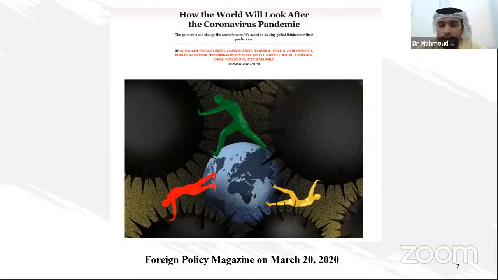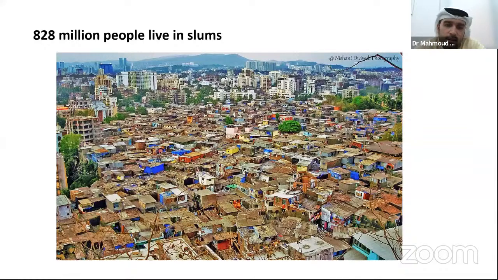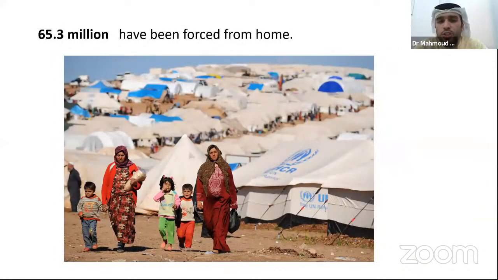So definitely COVID-19 will accelerate the adoption of sustainability. We always have to remind ourselves that we have a globe with a lot of people who are suffering. We have 836 million people living in poverty, and this is not only in Africa, but in so many other parts of the world. We have 828 million people living in slums, and the same number living in unaffordable housing. So there are so many elements of social sustainability. 65.3 million have been forced from home. We call them refugees.